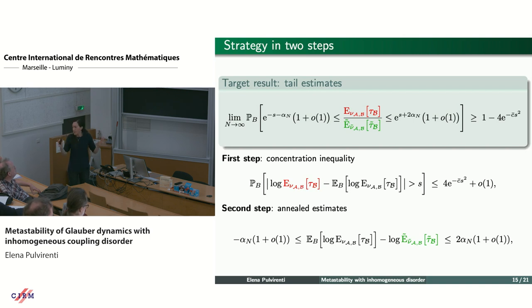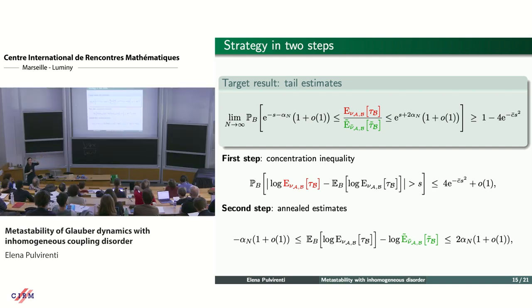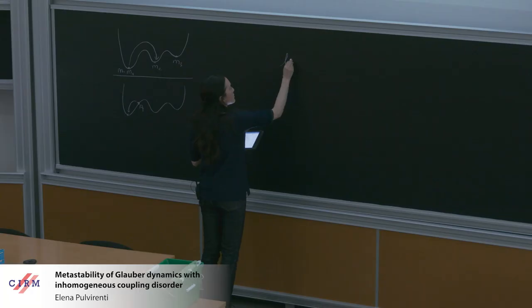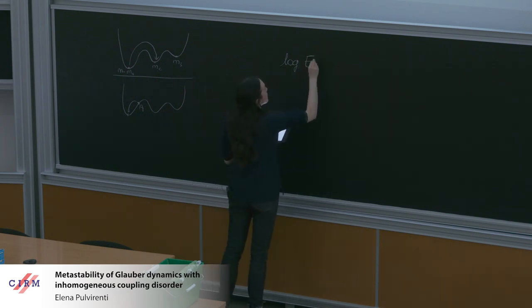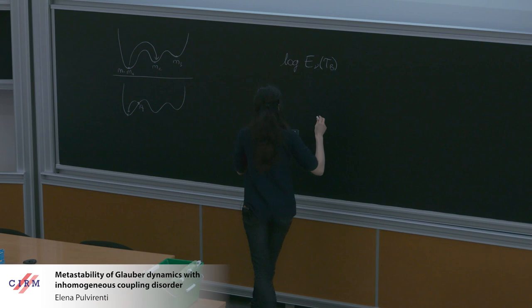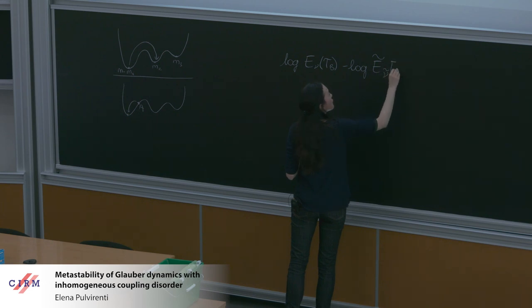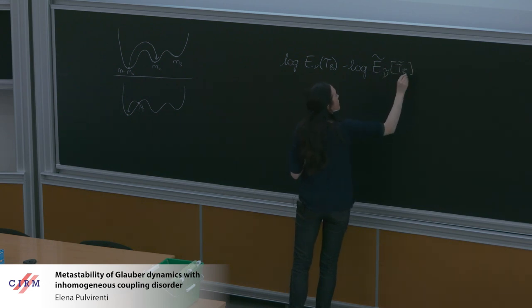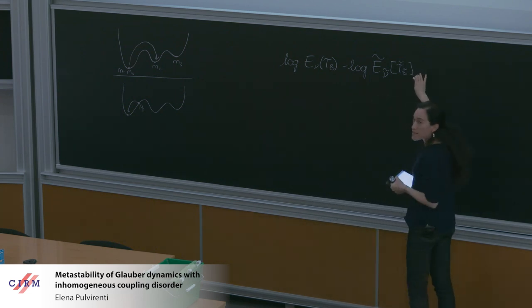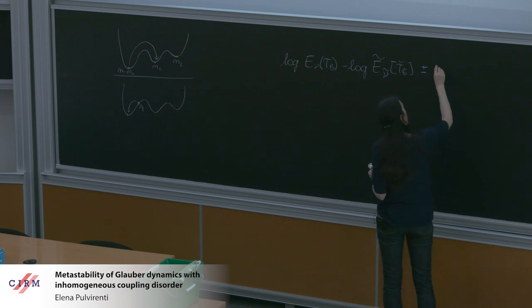Okay, this is my last slide. I just want to say one word about the strategy now. If you want to find some bounds for this object, so you have the log of this expectation minus the same thing, but for the annealed model, when I talk about the annealed model, I have a tilde. Okay, so the trick is that we add and subtract the expectation of the log.